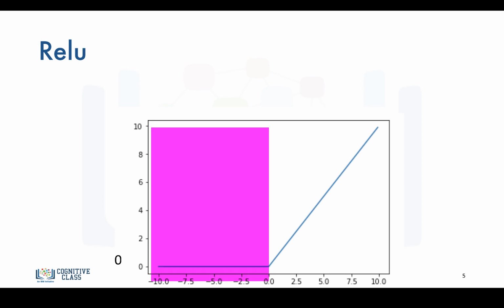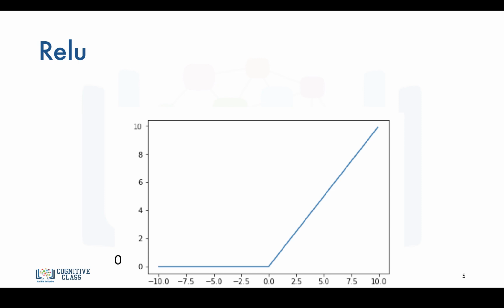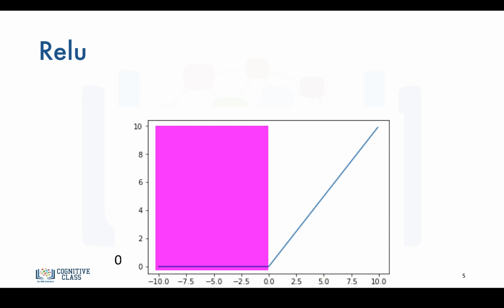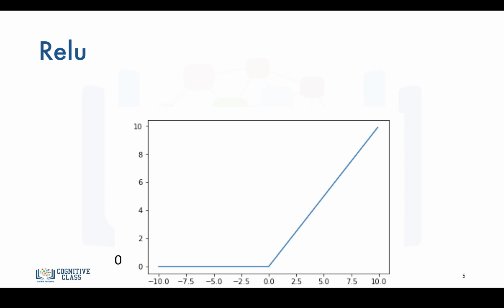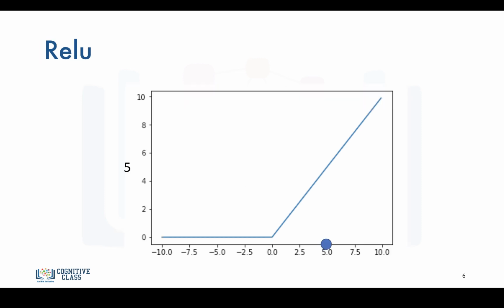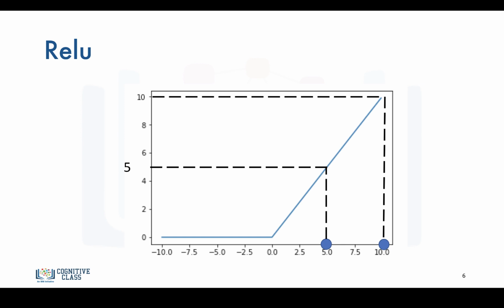Basically, if the input is less than 0, the output is 0. And if the input is greater than 0, the output equals the input. So let's clarify that with an example. Again, everything here is 0. But let's say you have an input of 5. The output of the Relu function is 5. Similarly, if you have an input of 10, the output of the Relu function is 10.